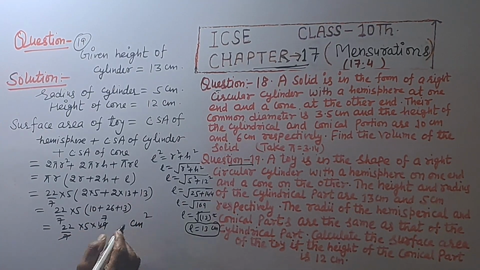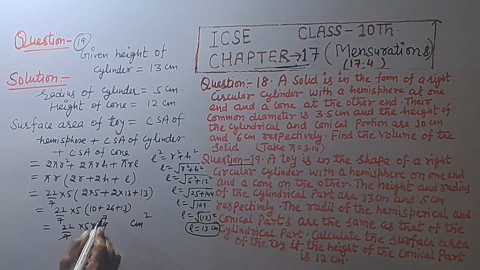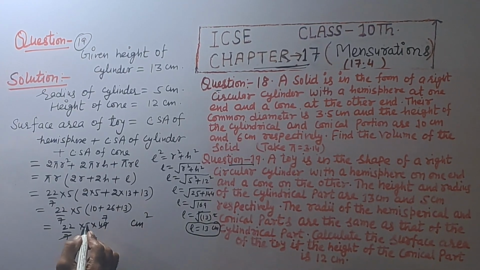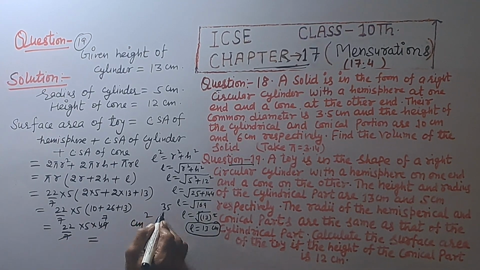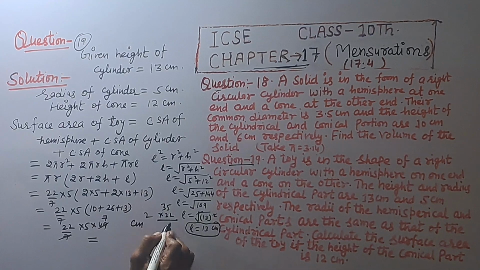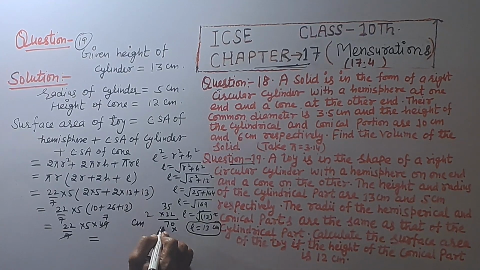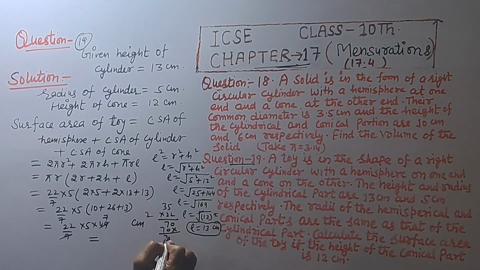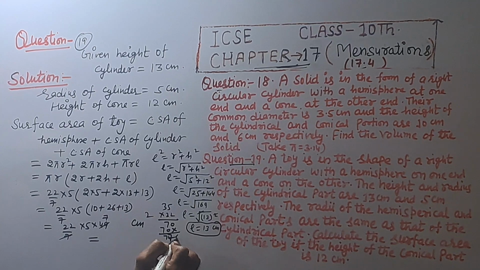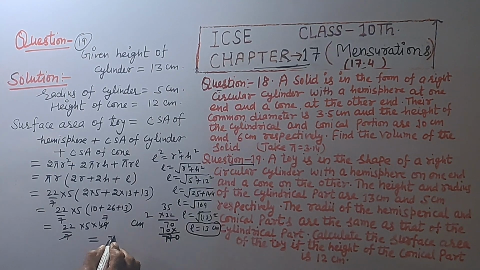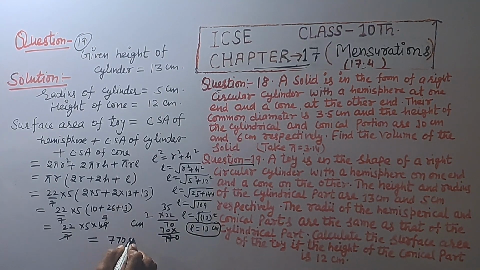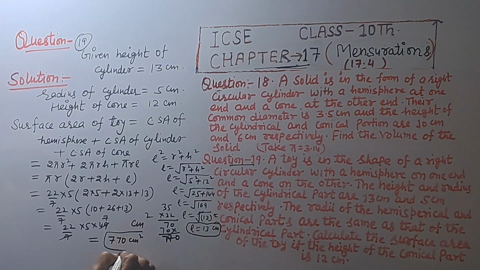Centimeter square, that is 7 5s are 35, into 22, which is 770 centimeter square.